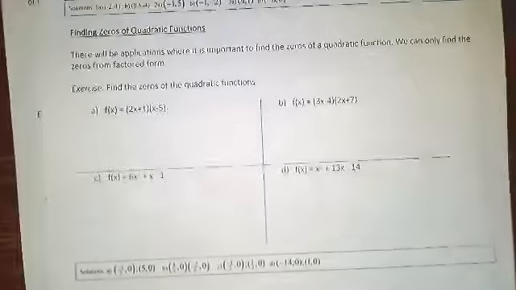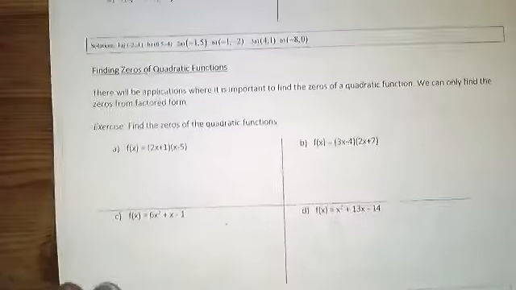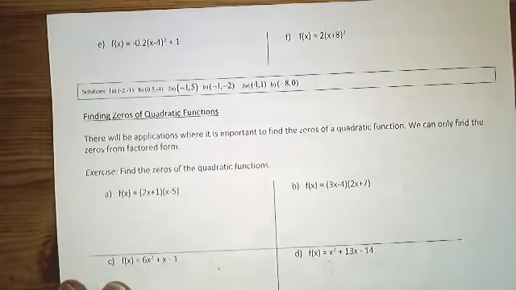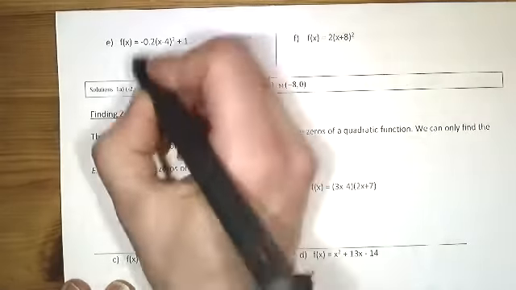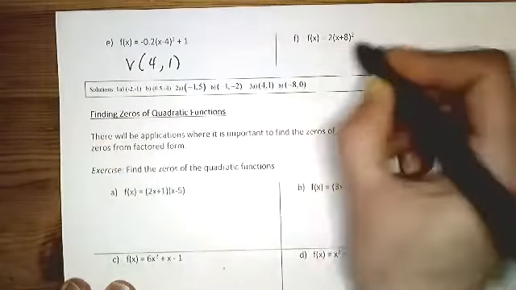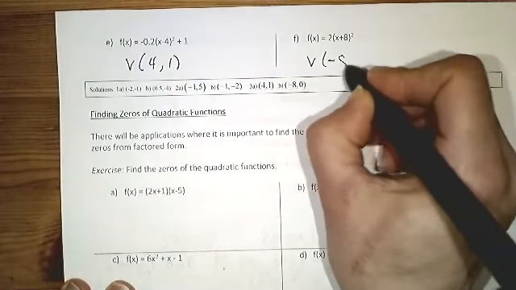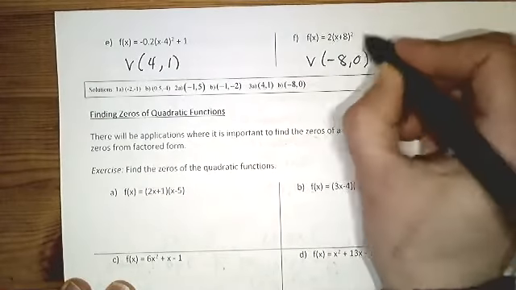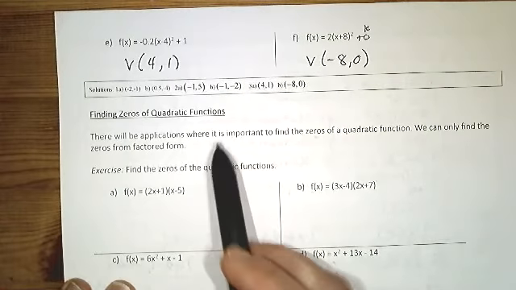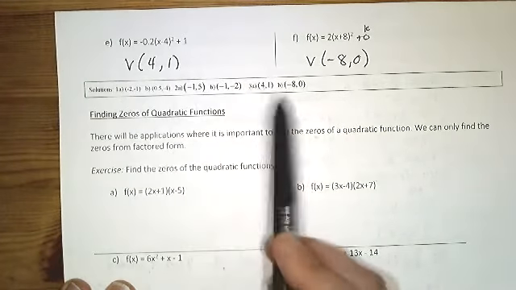So those are the different forms. Let's turn our page to our last few examples. If we are in vertex form, we can state the vertex directly. Remember, the vertex here would be (4, 1), and the vertex here is (-8, 0), because we're adding 0. The k is just 0 here. So here are the solutions to those.